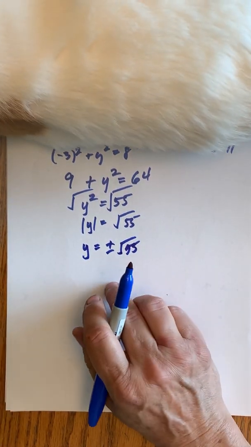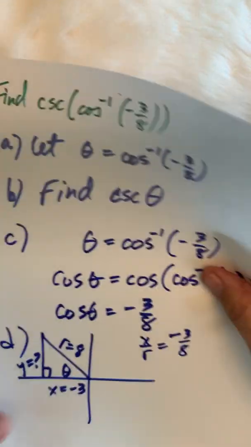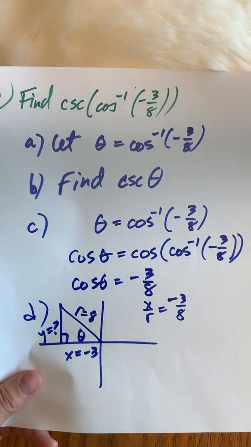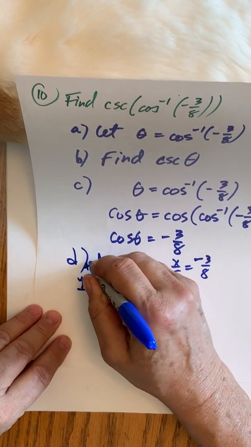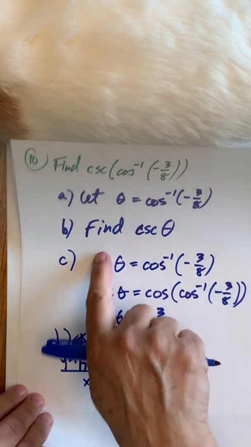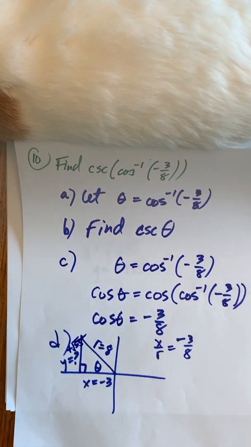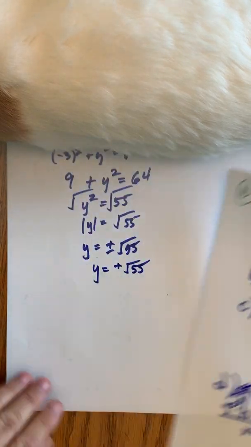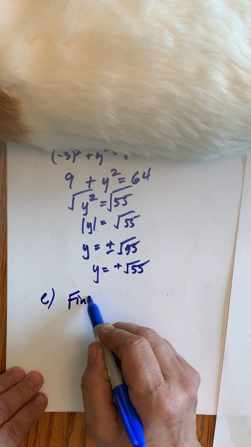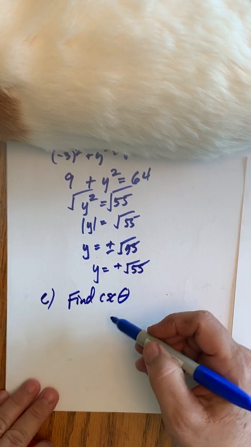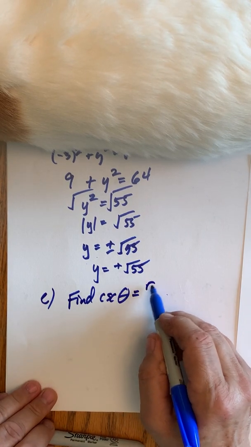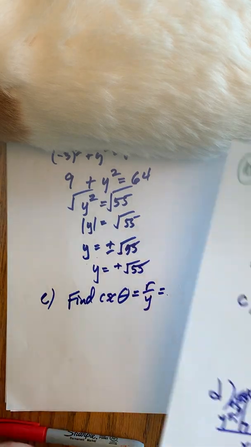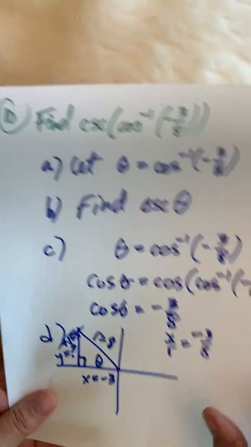So now I have to decide, is y positive or negative? Well, I go back to my quadrant. I'm in quadrant 2, y is positive. So y is positive square root 55. So now I can write that down here. And now I go back and answer this right here, right? I'm trying to find, for E, cosecant of theta. Just make sure y'all can read all this. And that is r over y, which in our case is 8 over square root 55.